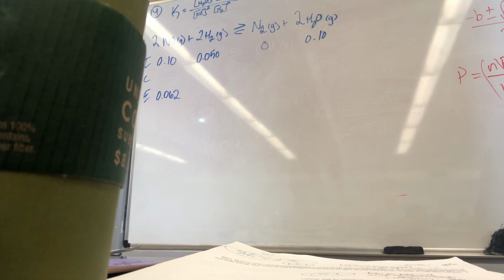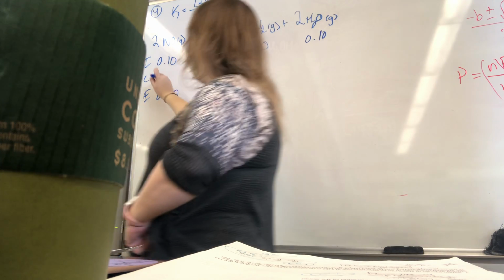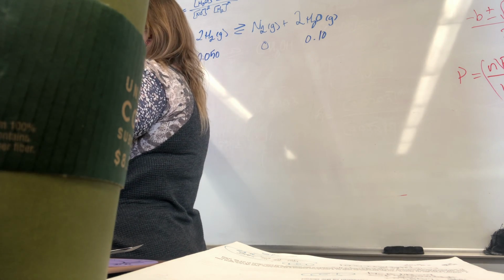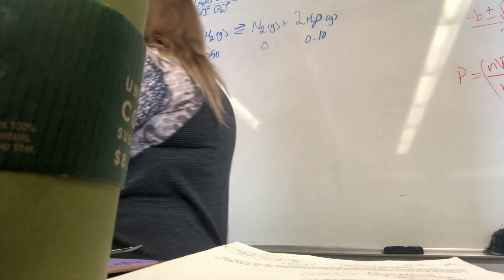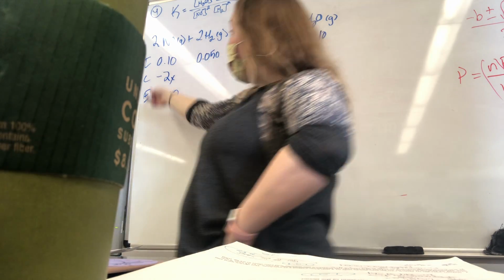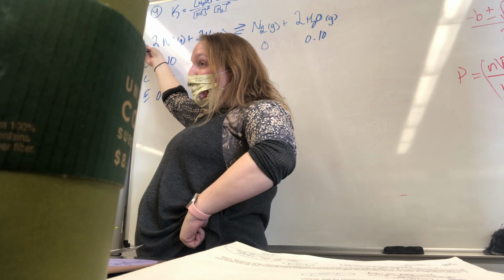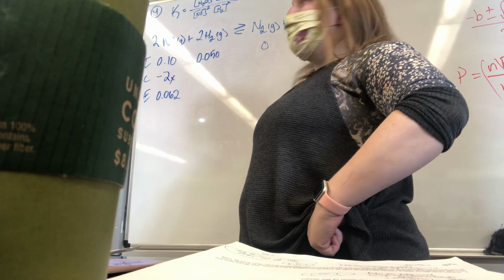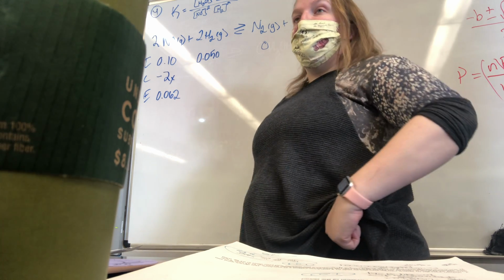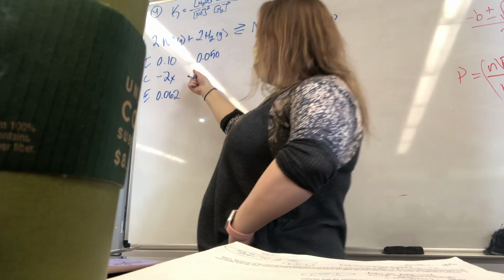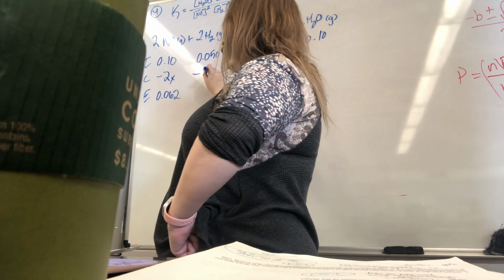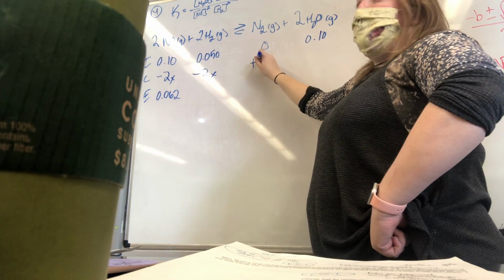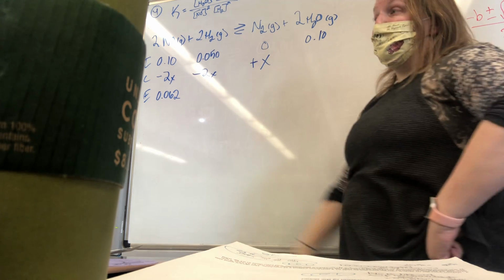Change values are absolutely necessary. So on the left side, what am I going to write here? Minus what? X or 2x? 2x. Wait, why? Because there's a 2 in front of the NO. Okay. How much is that? How much is actually changing? We're going to get there. What am I going to write here? Minus 2x. Plus x.